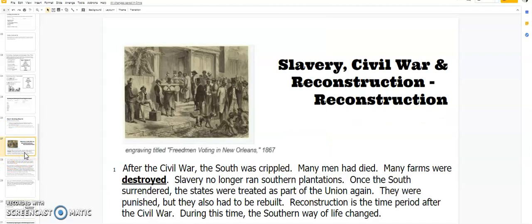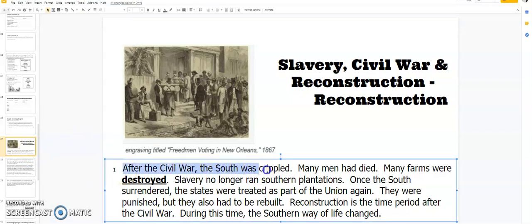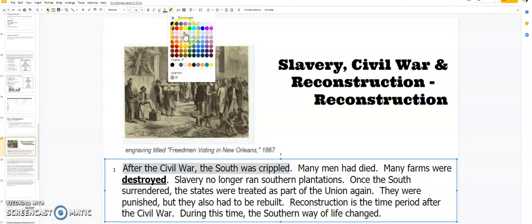All right, so after the Civil War, the South was crippled. Many men had died. Many farms were destroyed. Slavery no longer ran Southern plantations. I think the important sentence there is that the South was crippled. That means they were injured. Things were not going very well.